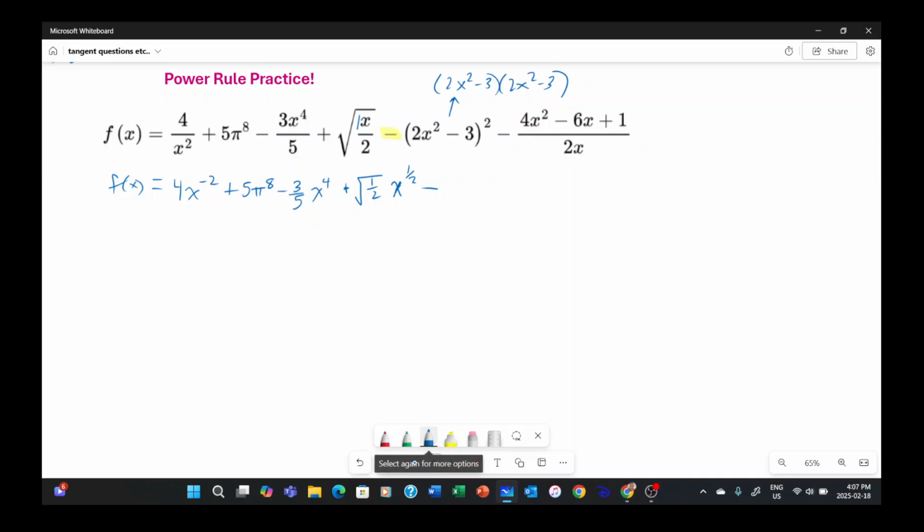Okay, so when you expand this, you get 2x squared times 2x squared, which is 4x to the fourth, but it will be negative. When you do these two terms, you get negative 6x squared and another negative 6x squared. So that's negative 12x squared, but it's reversed because of that sign, positive 12x squared. And again, negative 3 times negative 3 is positive 9, but we have to reverse the sign again because of the negative, so it's negative 9. So those are three terms ready to be differentiated.